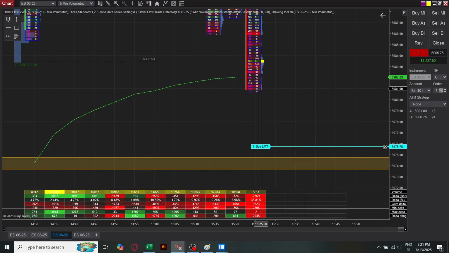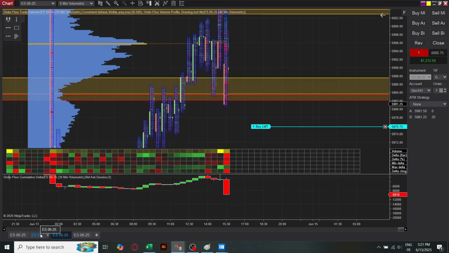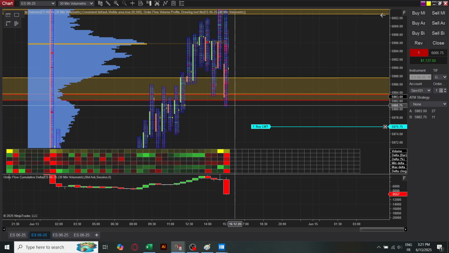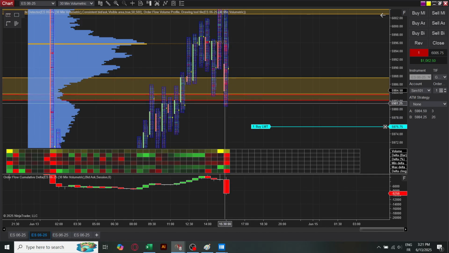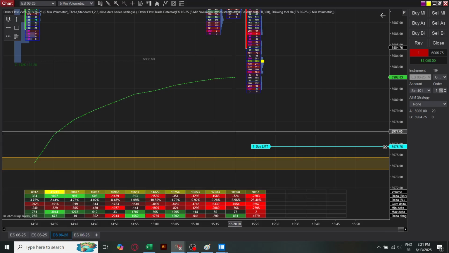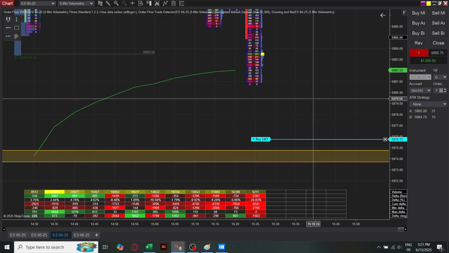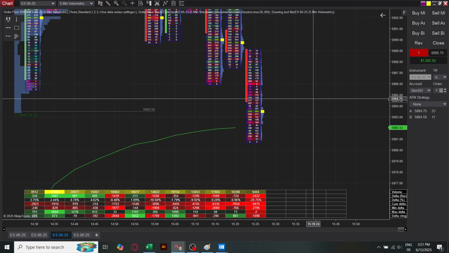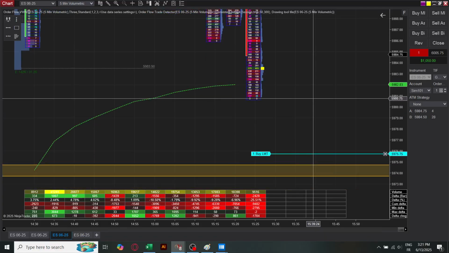Alright guys, we're very strong. Price is going down, which means there is no absorption. We're about to get out of our level. Cumulative delta is still down, and I'm waiting for my TP, and that's all.